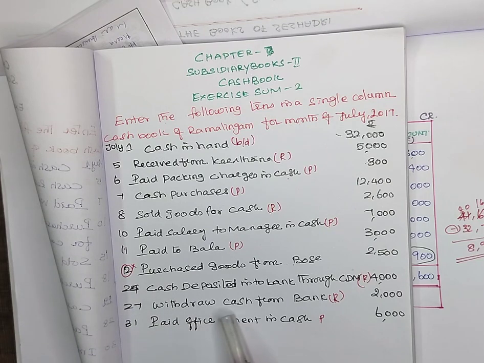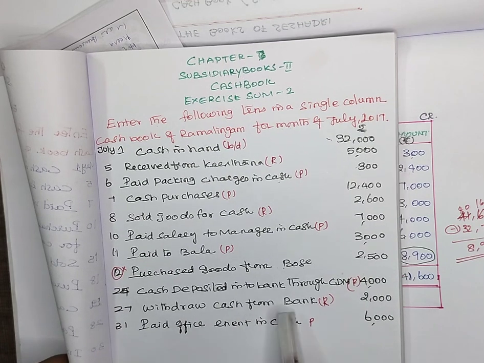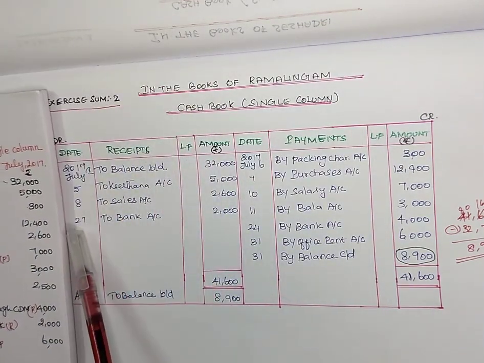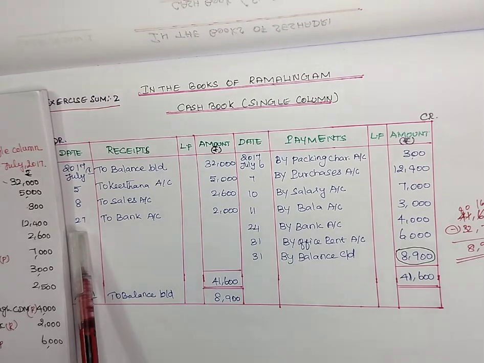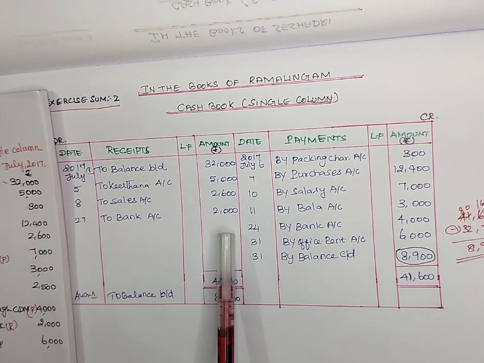July 27, withdraw cash from bank 2000 rupees. So you withdraw cash, you received cash. What is the journal entry? Cash account debit to bank account. So where is cash? Cash is on debit side. So you go to debit side, dated on July 27. What is the opposite account from the cash account? Bank account. So to bank account 2000 rupees.